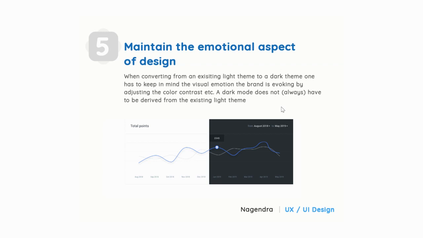You can keep the brand by adjusting the color intensity. Sometimes dark mode looks very good with the typography and icons, but light mode does not look good and is unbalanced. So it's very difficult to maintain the user's emotions. And a dark mode does not have to be derived from the light one. So this one is a tip.